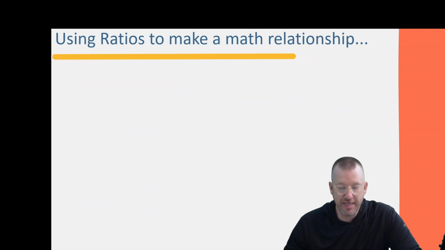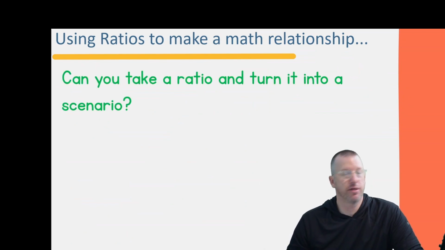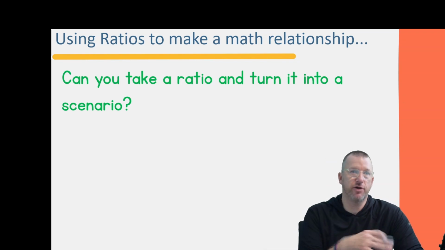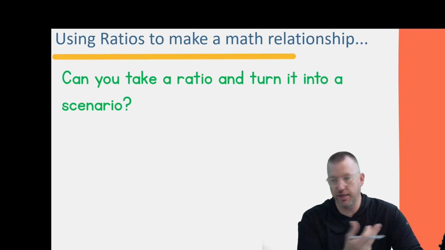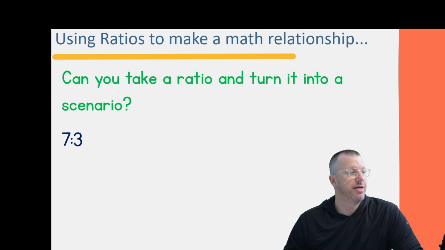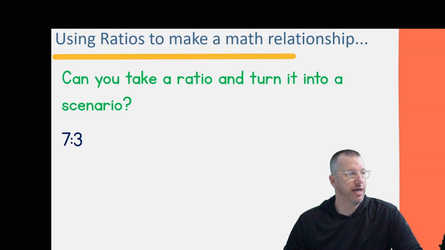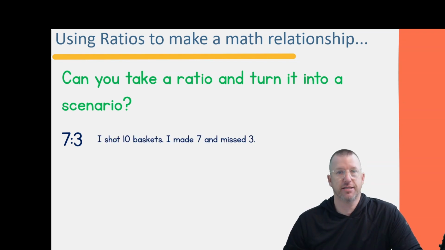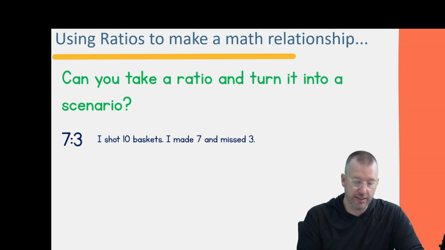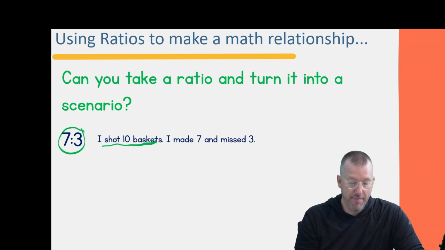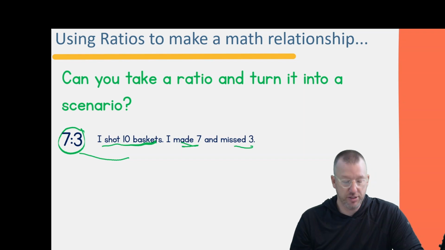Okay, now what if I give you a ratio and you have to come up with a scenario for it? So everything you've seen so far is I've drawn some pictures for you and then I've said, tell me what the ratio is. Well, this time I'm going to give you a ratio, 7 to 3. All right, so 7 to 3, you can look at it and say, well, I shot 10 baskets, so that's the whole group. I shot 10 baskets. How do I know that? Because 7 plus 3 is equal to 10. I made 7, and I missed 3. So this scenario would be, what is the ratio of your made baskets to your missed baskets? And that would be 7 to 3.